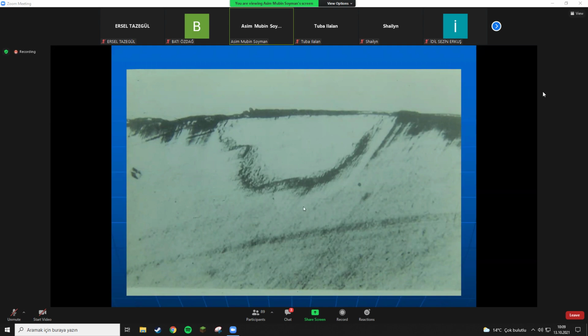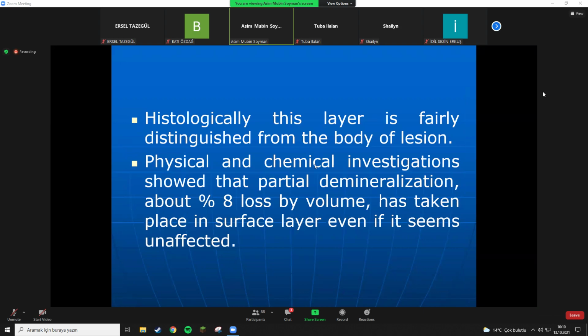This is the histological section of the initial stage of the dental enamel caries. You see the surface layer in here, and there is a great loss of calcium phosphates. Here is the body of the lesion. This is the dark zone, and this is the translucent zone. Sometimes you will be able to see it, but in some histological sections you cannot. But we're going to explain about it. Histologically, this layer is fairly distinguished from the body of the lesion.